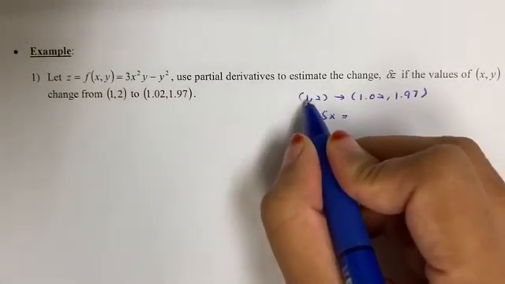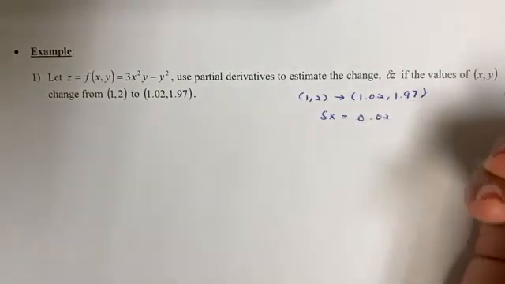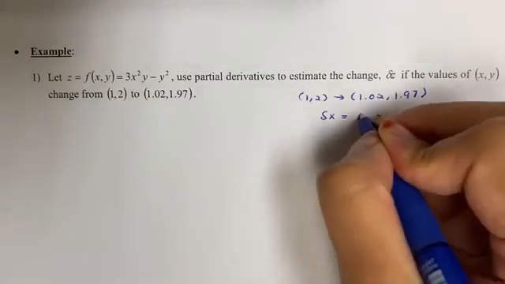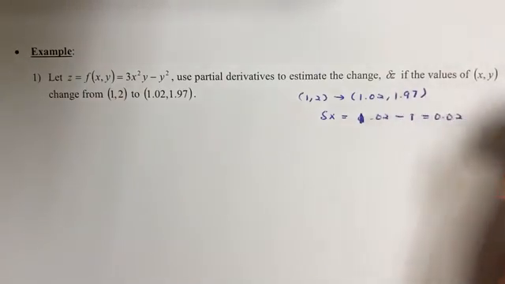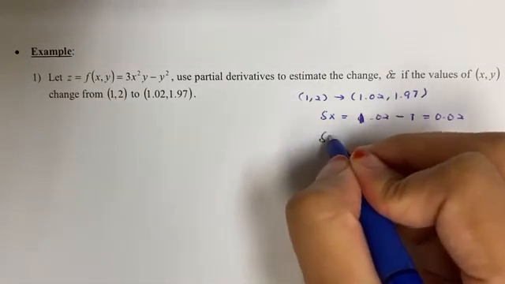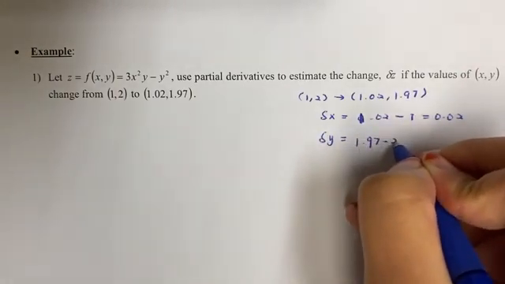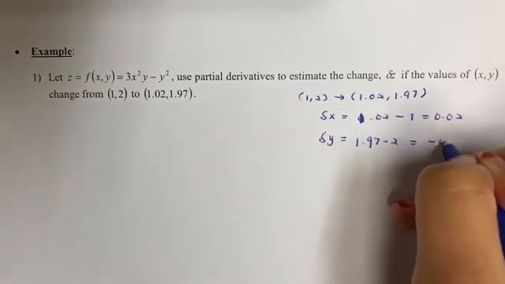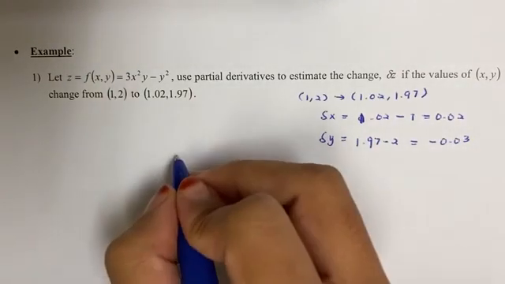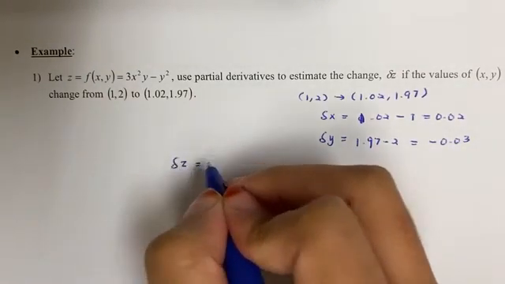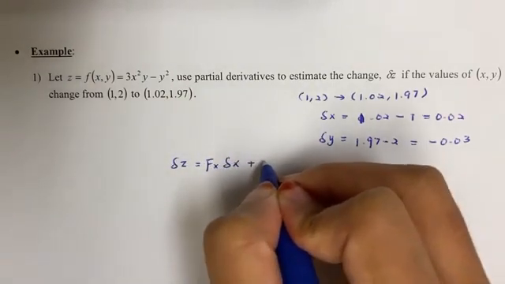So 1.02 minus 1 is 0.02. So this is how to calculate the delta. For delta y, you have 1.97 minus 2. So this is minus 0.03. Delta x, delta y. And then from the formula, delta z is equal to fx delta x plus fy delta y.